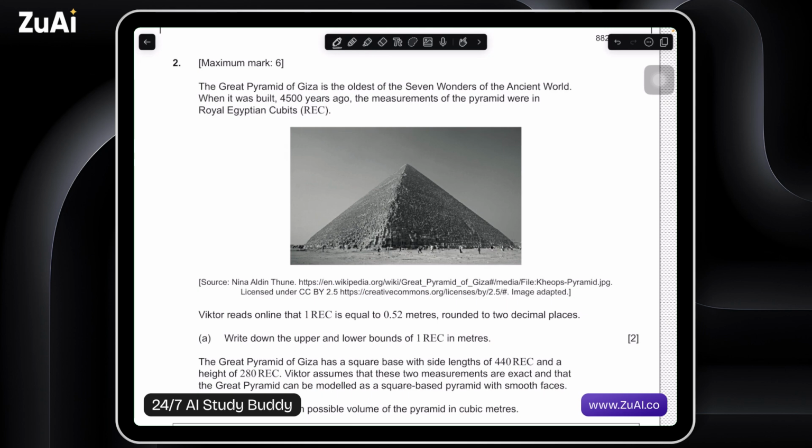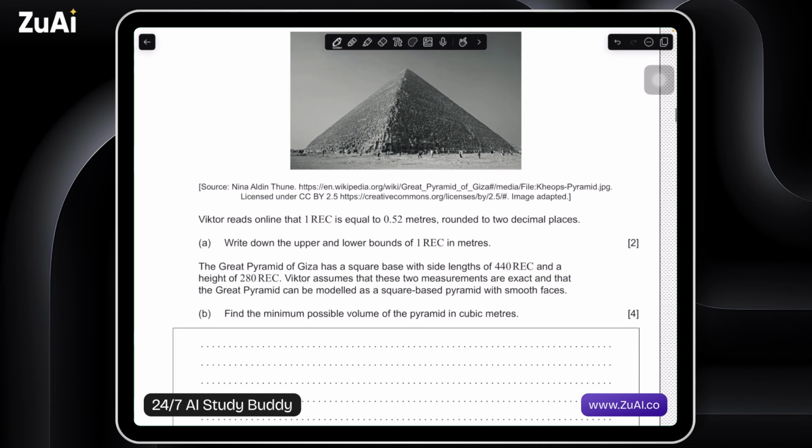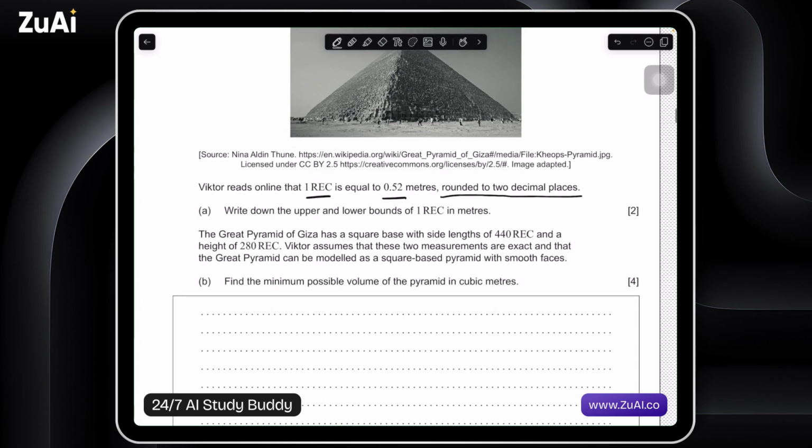The Great Pyramid of Giza is the oldest of the 7 wonders of the ancient world. When it was built 4,500 years ago, the measurements of the pyramid were in Royal Egyptian Cubits, REC. Viktor reads online that 1 REC is equal to 0.52 meters, rounded to 2 decimal places. Write down the upper and lower bounds of 1 REC in meters.